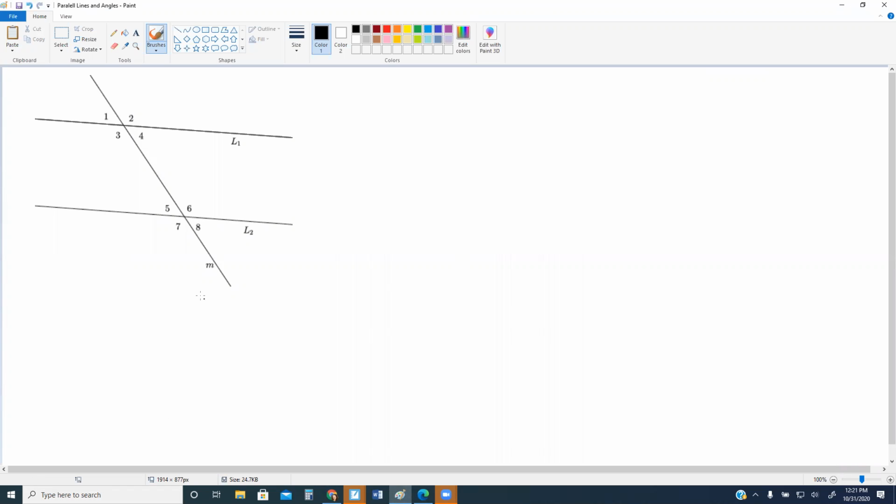Now, look at L1 and L2, right? We're going to change the mouse to a pencil so you can see it a little more easily. L1 and L2. Are they parallel? How do you know if they're parallel? They sure look like they're parallel, right? You're looking at that going, sure looks parallel to me.